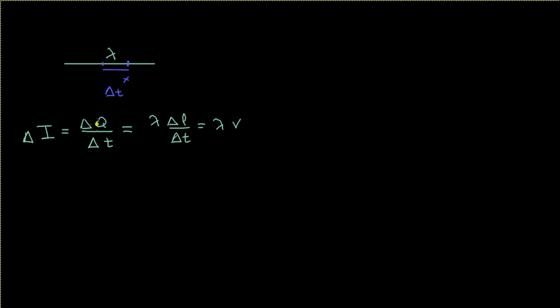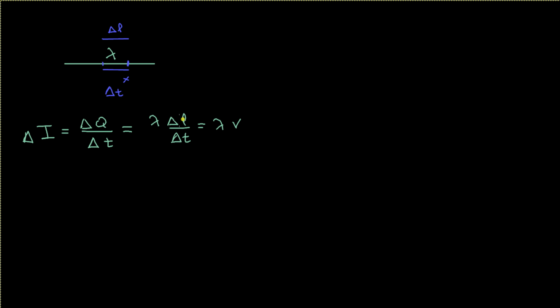So I'm gonna write the charge delta q as lambda, the linear charge density, times delta L. Okay, lambda times delta L will give me the total charge included from here to here, and this is how much charge passes by from this cross section of the conductor in time delta t.